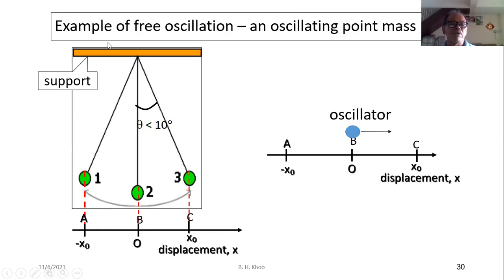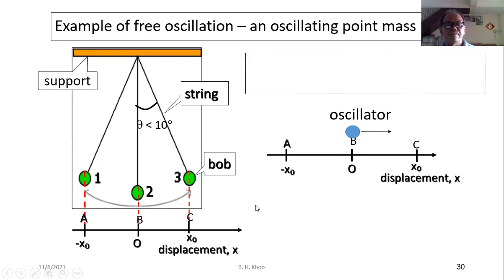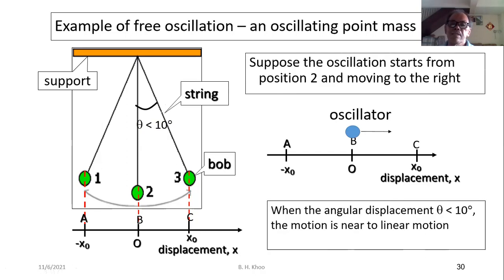So this is a support. You use a clamp to clamp the string. So that's the string. There's a bob, or it can be a heavy mass. Usually we think of it as a point. Okay, so if it starts from 2, we can show the oscillating object.